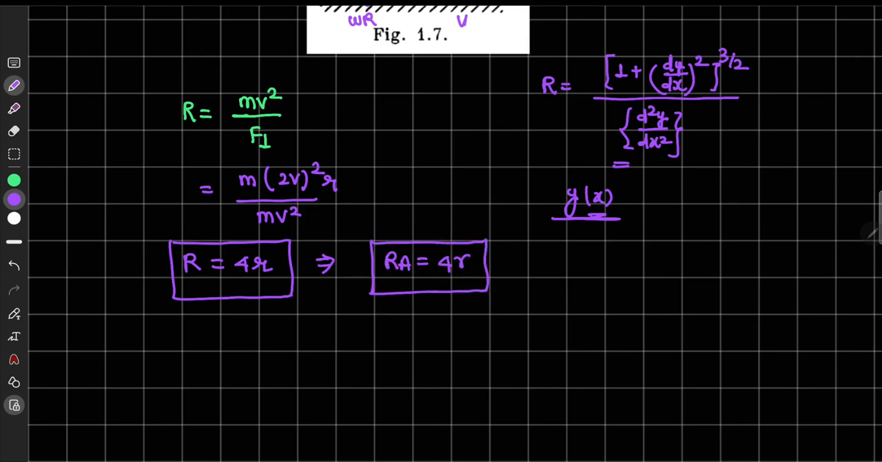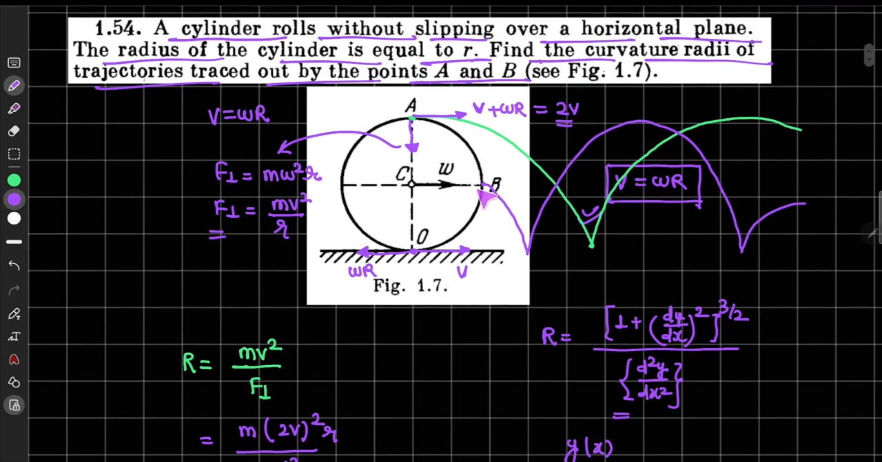Now let us talk about point B. At point B we will have the velocity in this direction due to translational motion, and due to rotational motion we will have the velocity of omega r in this direction, which is equal to v. The resultant velocity will be in this direction, which is tangential to this curve. That resultant velocity will be root 2 times v, because both v and v are perpendicular. So the resultant velocity is v square plus v square under root, that is equal to root 2 v.